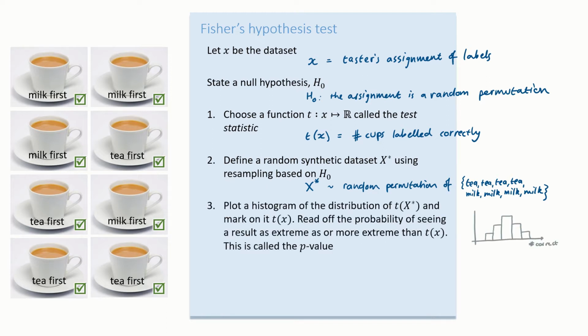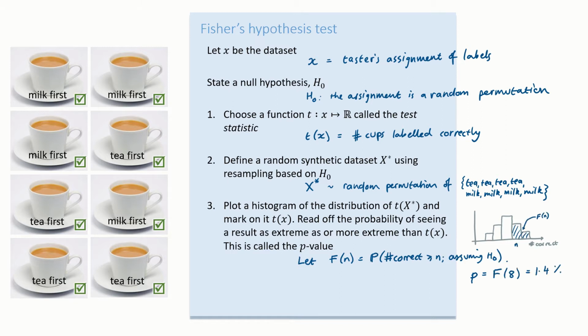Next, we have to plot a histogram to show the distribution of T(X*). That is, a histogram showing the values we'd be likely to see if H0 were true. On this histogram, we mark on T(X), the value of the statistic that we actually saw. And then we read off from the histogram the probability of seeing a result as extreme or more extreme than what we actually saw. This is called the p-value. Another word for it is significance level. This is a real mouthful. Pause the video and make sure you've got it.